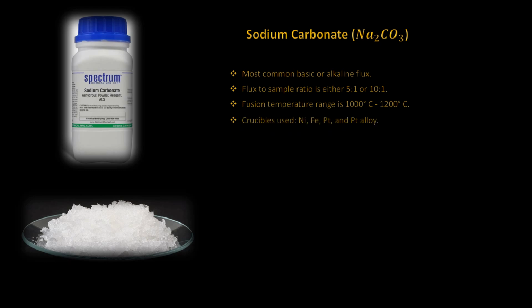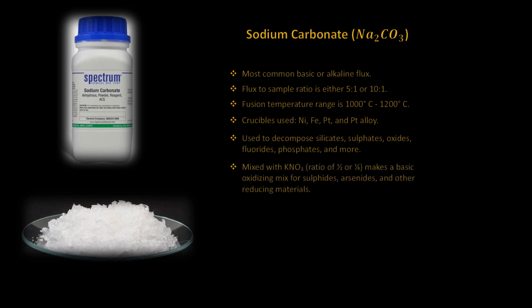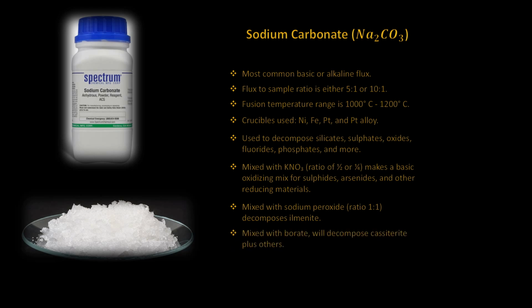The crucibles that are used are nickel, iron, platinum, or of a platinum alloy. Sodium carbonate is used to decompose silicates, sulfates, oxides, fluorides, phosphates, and more. Mixed with potassium nitrate with a ratio of 1/4 or 1/2 creates a good basic oxidizing mixture for sulfides, arsenides, and other reducing materials. A 1-to-1 mixture with sodium peroxide will decompose ilmenite. Mixing borate with the same sample ratio will decompose considerite, including others. Basic samples will need a higher flux to sample ratio, as noted in the second bullet.